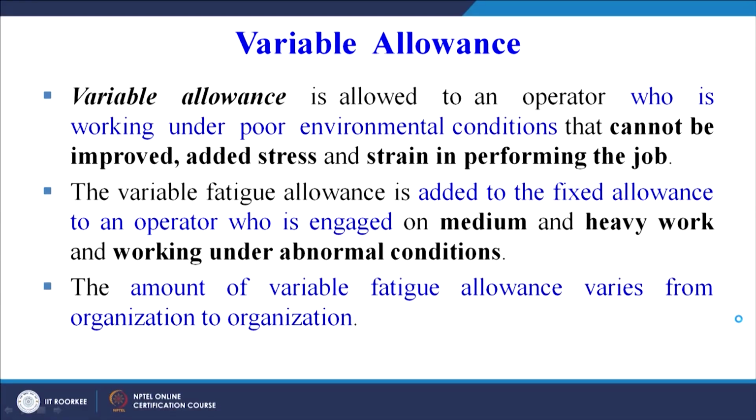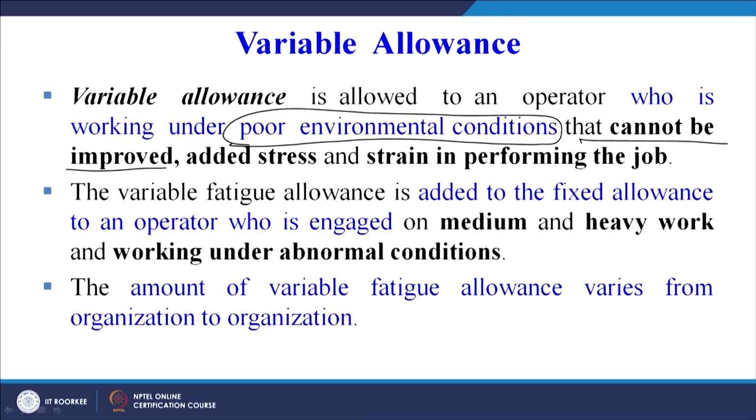Now, variable allowance is allowed to an operator who is working under poor environmental conditions. What are these poor environmental conditions? This can be a very hot and humid condition. Maybe high humidity is required in the working environment because of the process requirement. In that case, we would like to add some variable allowance to help us calculate the standard time for that worker in performing that task. These conditions cannot be improved because they are process constraints. The process has to function in those environmental conditions only.